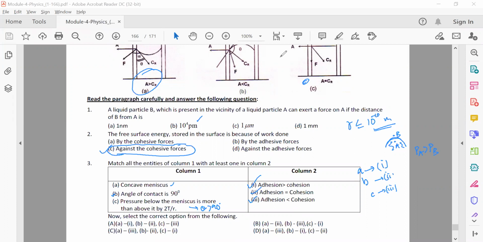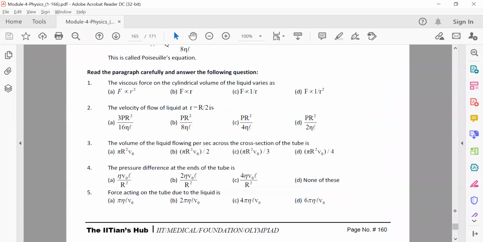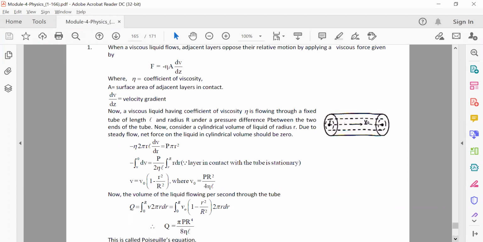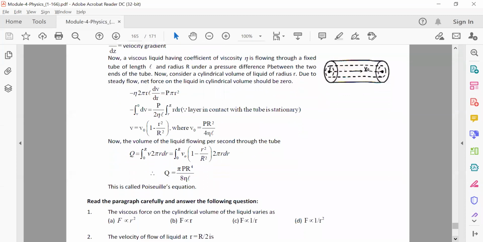Achha, Naman, comprehension 1. Okay, so let's go back to comprehension 1 for a moment. So this is that Poiseuille's equation derivation, what we were doing last time. It's just that derivation you'll see. You get that formula of viscous resistance. P is the pressure difference over here. Yeah, it's named also as Poiseuille's.